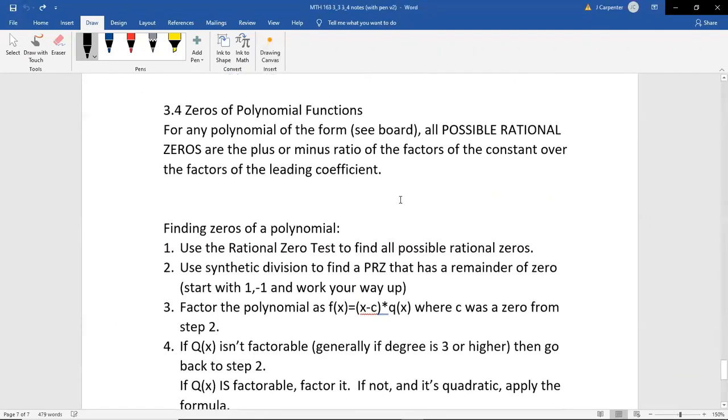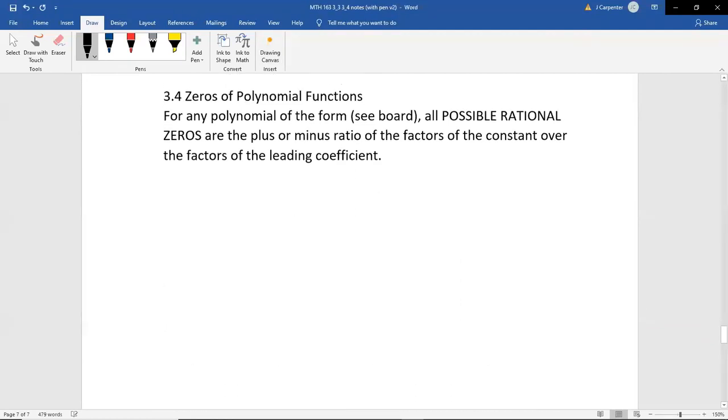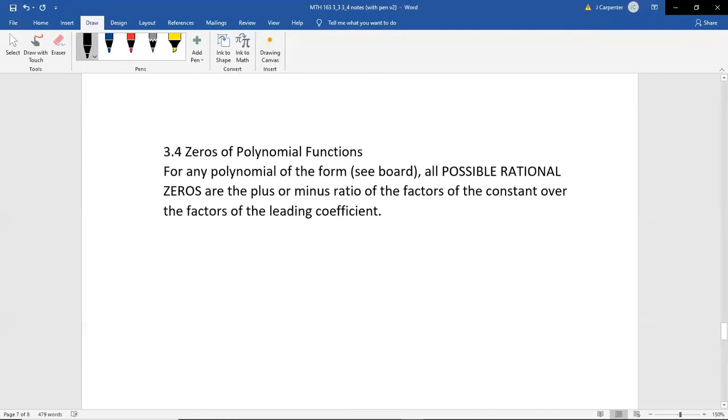Zeros of polynomial functions. We are going to establish a way to list all of the possible rational zeros. Now, rational means whole numbers or fractions. It means we can't find any square root solutions this way. We can't find any imaginary solutions this way.